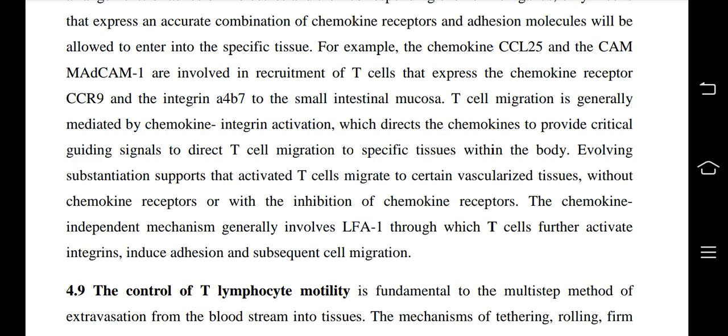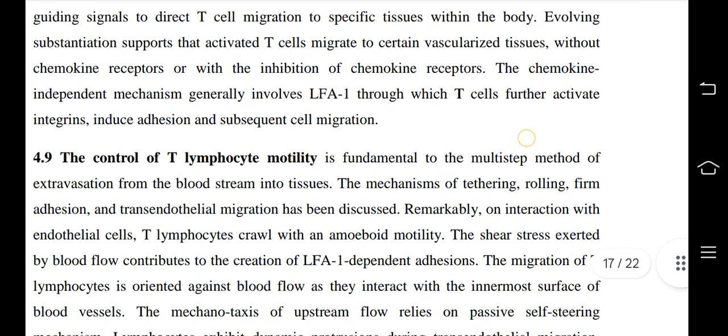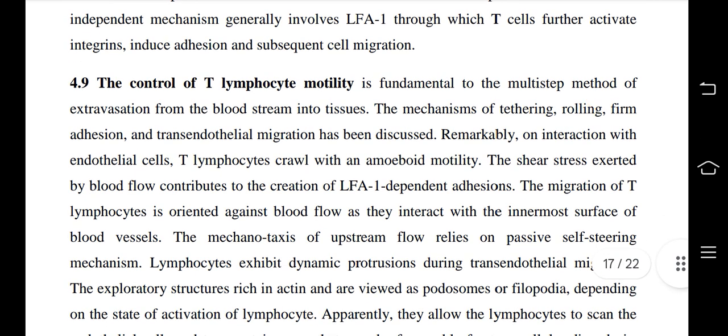Evolving evidence supports that activated T cells migrate to certain vascularized tissues without chemokine receptors or with the inhibition of chemokine receptors. The chemokine independent mechanism generally involves LFA-1, through which T cells further activate integrins, inducing adhesion and subsequent cell migration. The control of T lymphocyte motility.